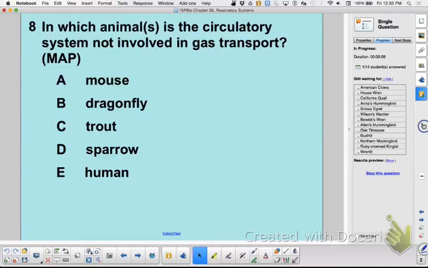Which animals is a circulatory system not involved in? Oh, I remember. So you have to break it down. Not. I remember. That's what I missed last time.